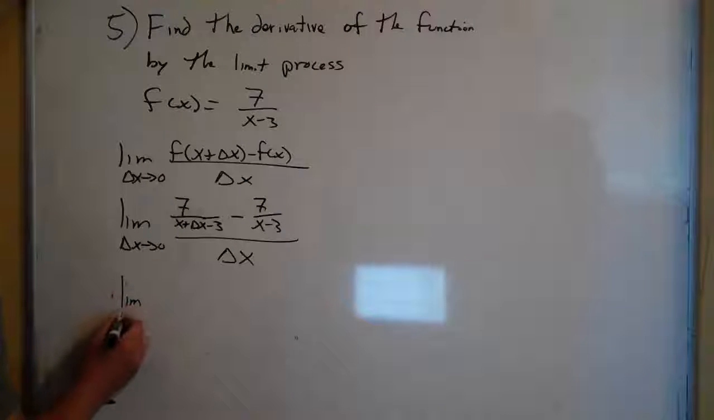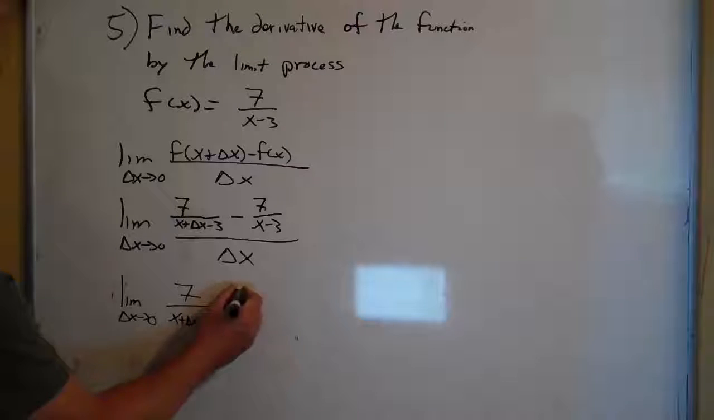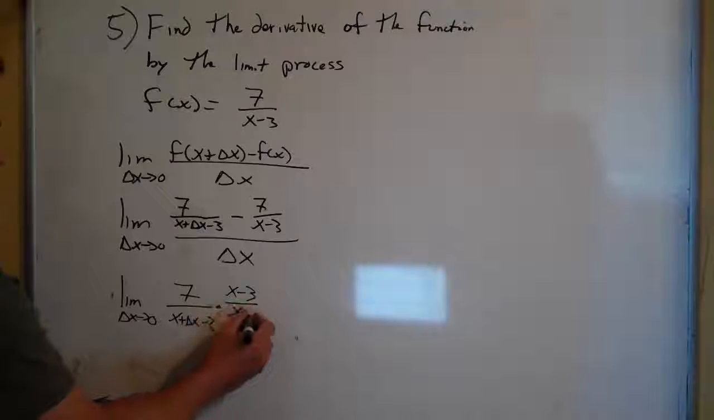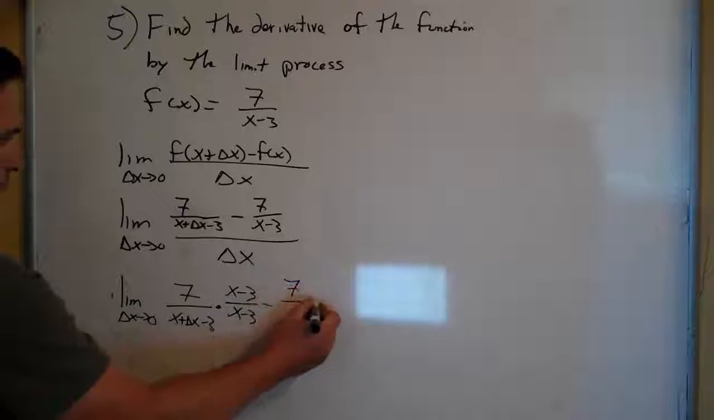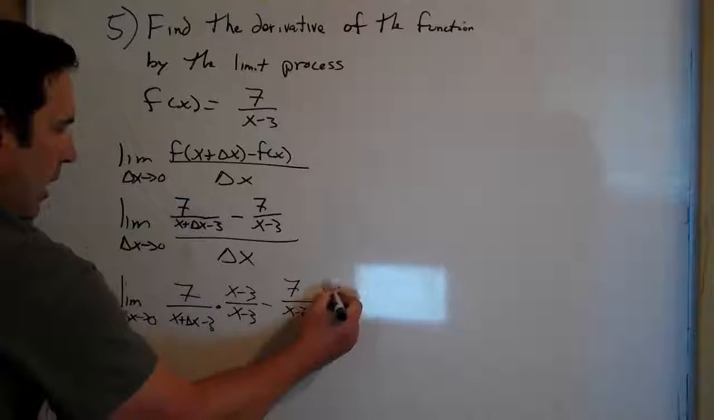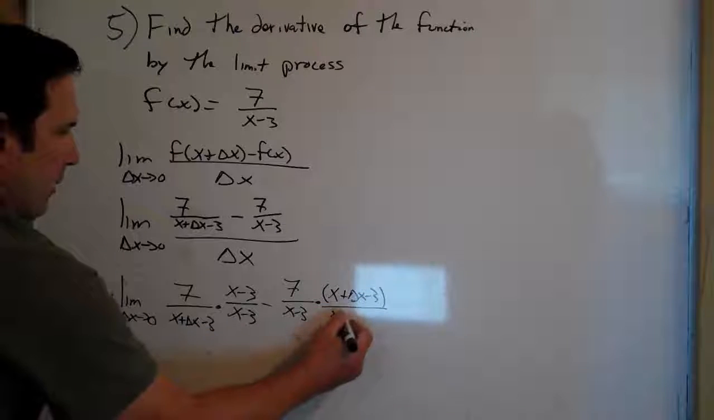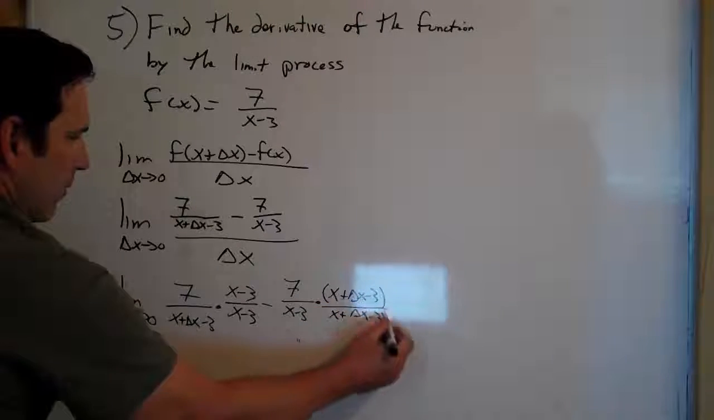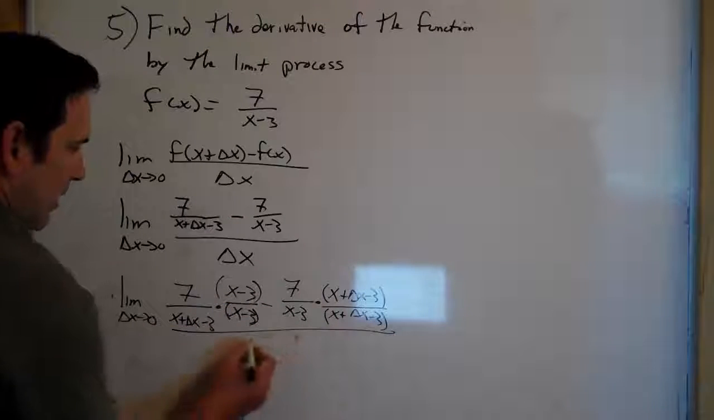We have the limit as delta x goes to 0 of 7 over x plus delta x minus 3. We multiply this one by x minus 3 over x minus 3, which is the denominator over here, minus 7 over x minus 3 times this denominator, x plus delta x minus 3 over x plus delta x minus 3. Now we're still over this delta x, though.